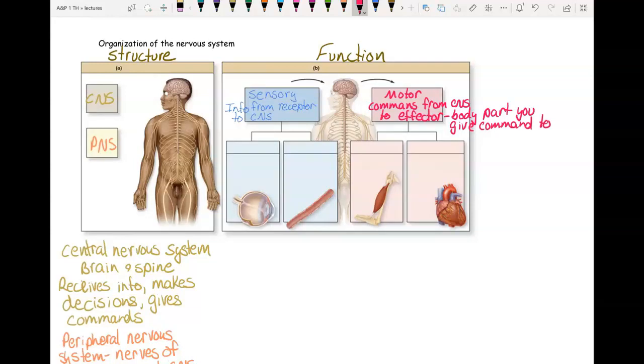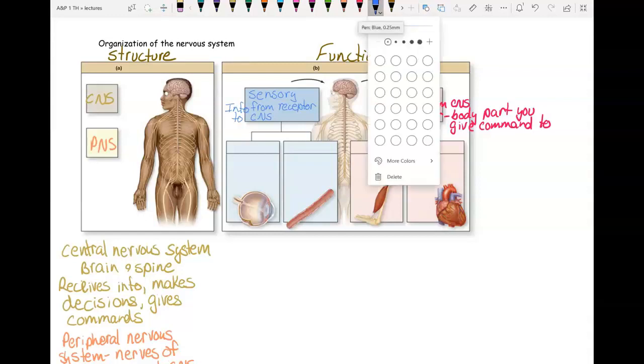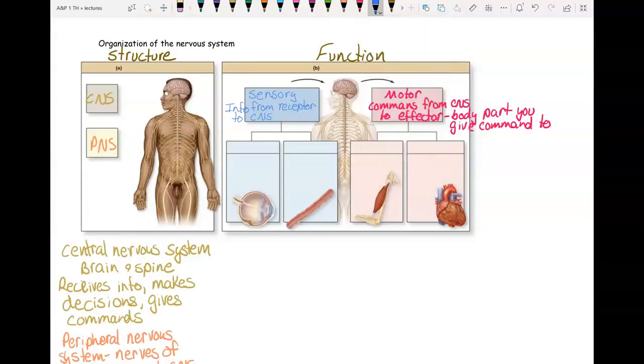Okay, think of sensory and motor like a divided highway. In a highway, you have northbound lanes and you have southbound lanes. Sensory is always going to be moving toward the CNS. So it's like your northbound lanes. Motor is always moving away from the CNS. So it is like your southbound lanes. Each of these is divided into two parts. Sensory has somatic and visceral.